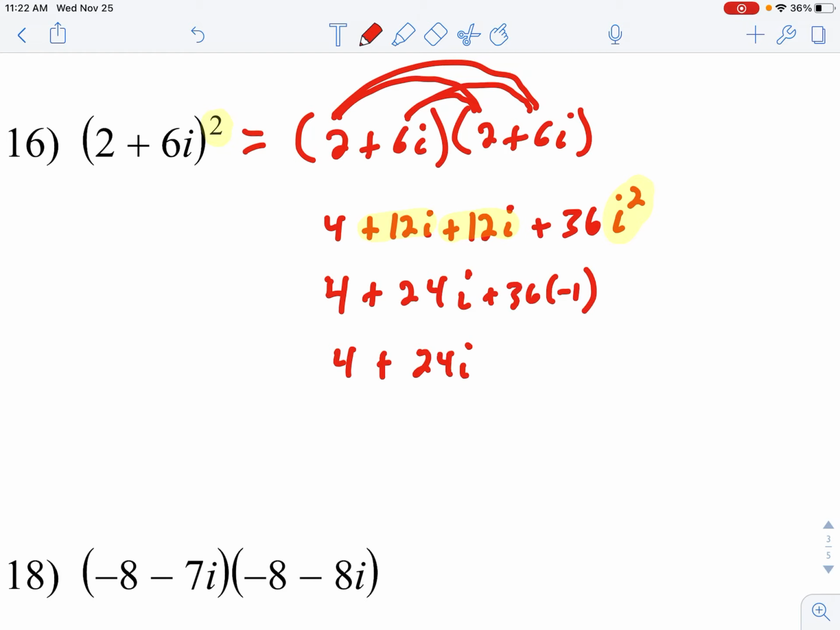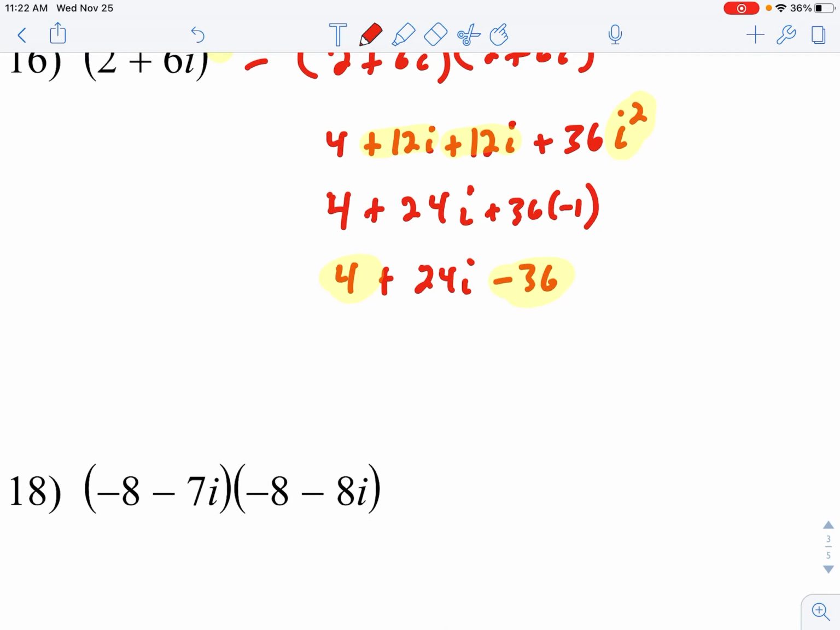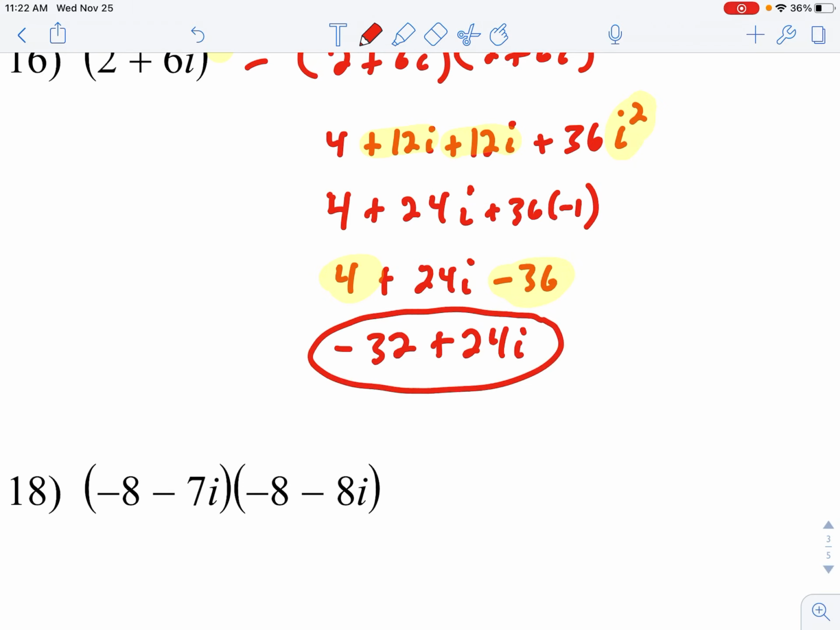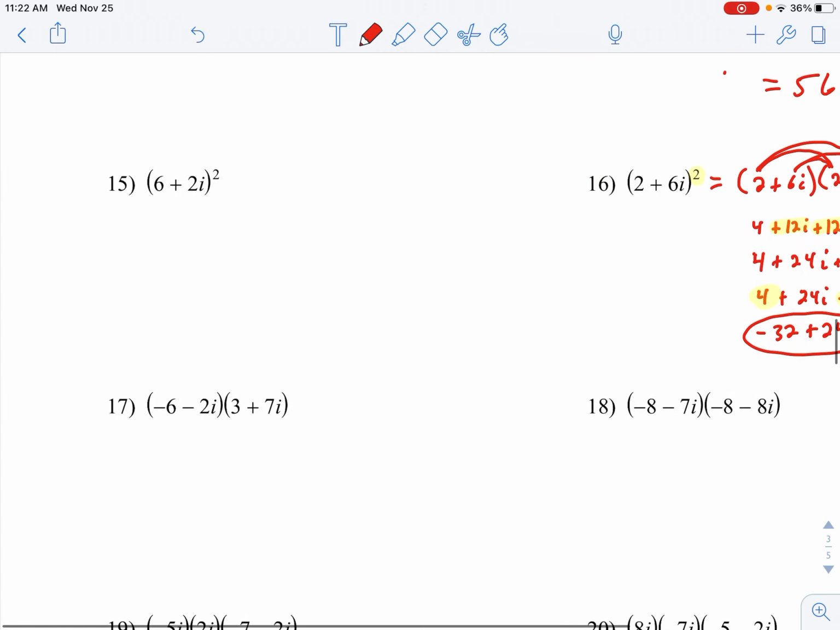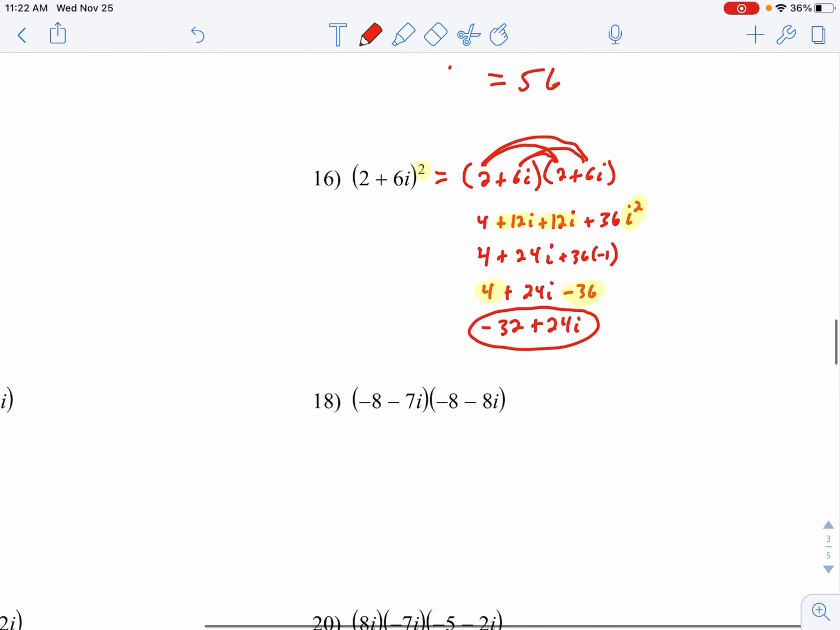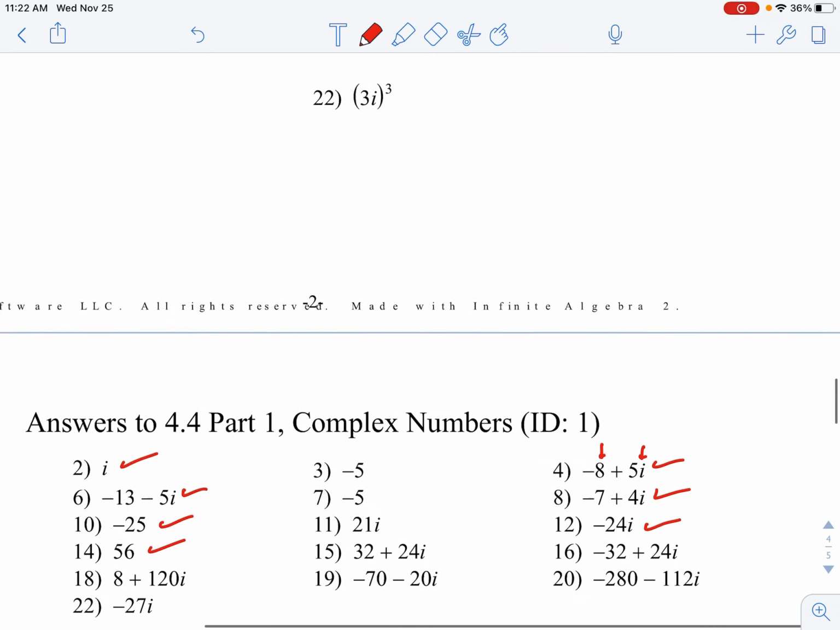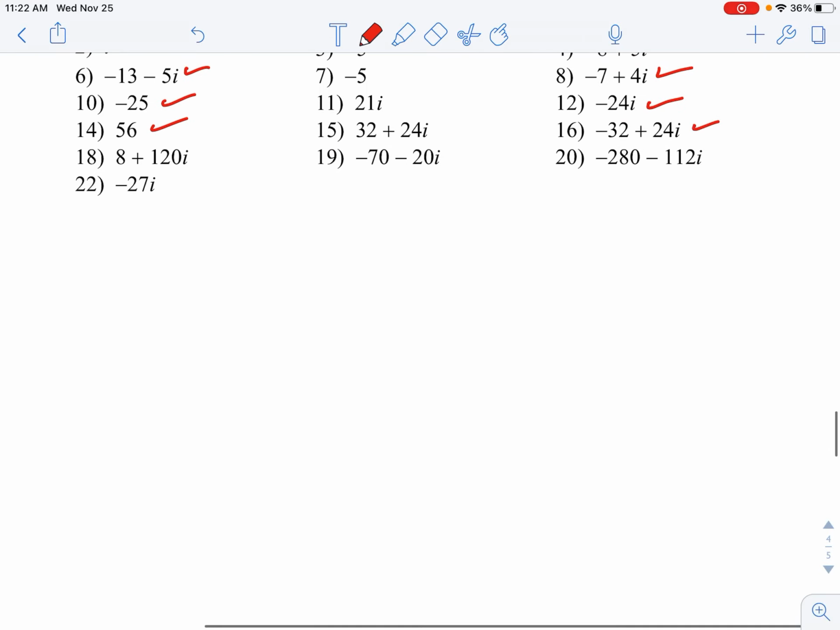What is 36 times -1? That's -36. And look, 4 minus 36, those are like terms. We can combine them. What is 4 minus 36? That'd be -32 plus 24i. A lot of steps, a lot of work to show here. You can do some of the math in your head, I totally get it, but you're going to need to show your work. You're going to have some steps you would write out on a problem like number 16. Your number 15, very, very similar. Let me check real quick. And there it is.